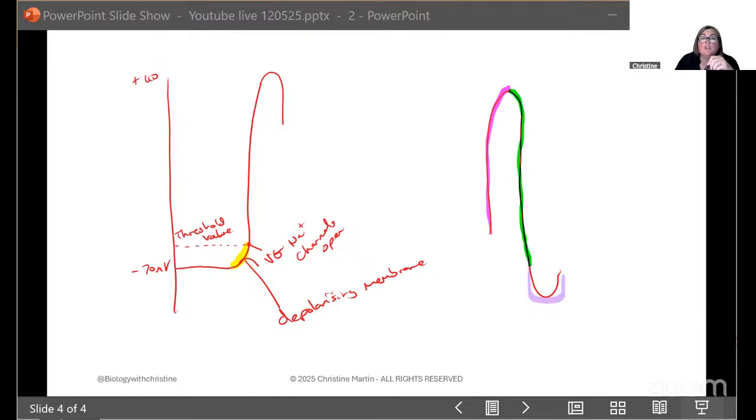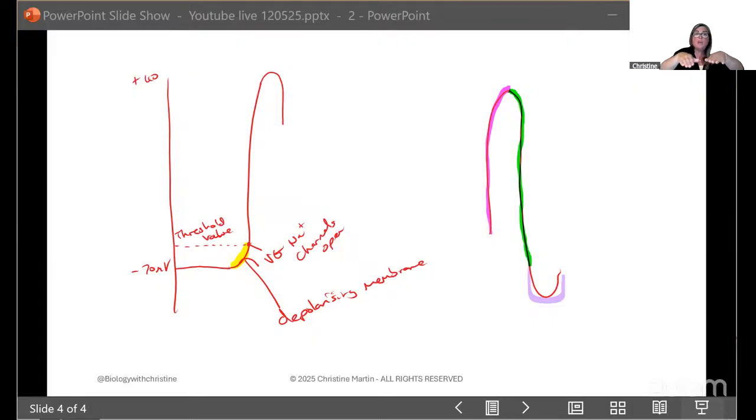No, the minute you hit threshold value, it's an all or nothing. What I say to my students is I do a bit of an action. So my hand's coming up as a stimulus. If I reach the threshold value, then I'm going to go woo, woo, woo, woo, and back up again, okay? So I'm going depolarization, repolarization, hyperpolarization, and back.